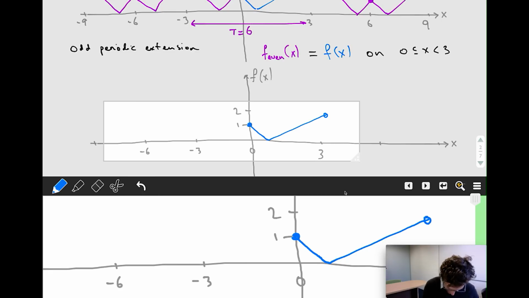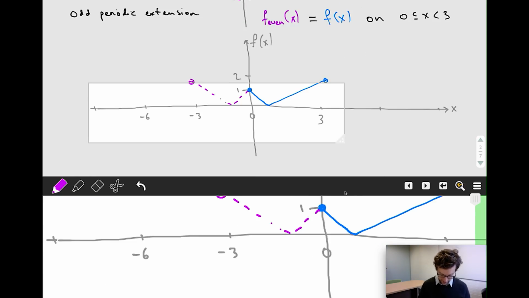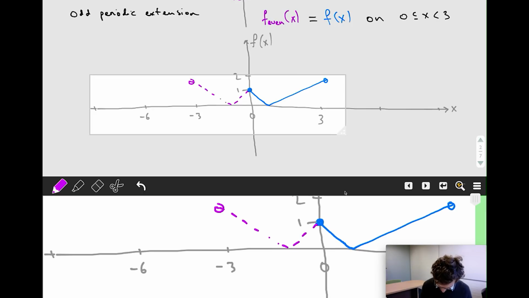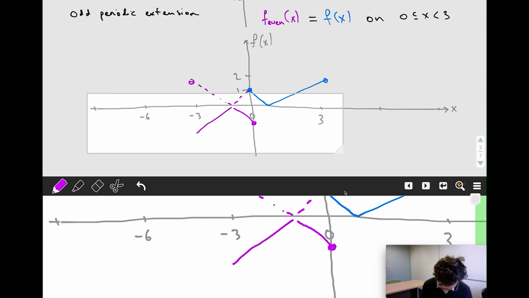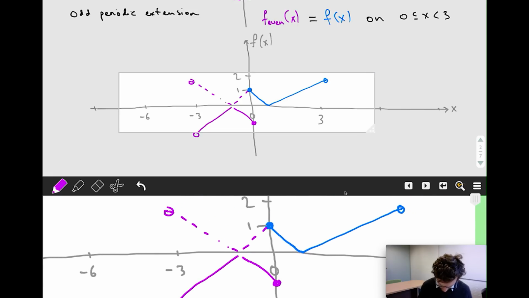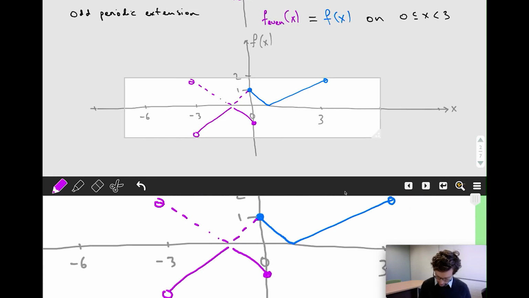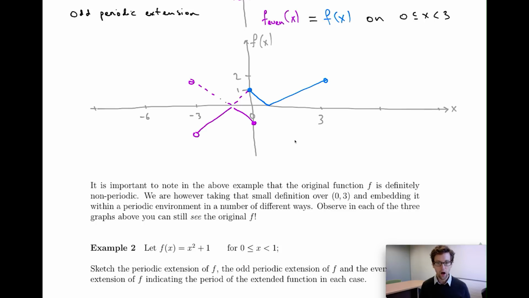Let's do it in purple so we don't get confused. And I'm doing a dashed line here to indicate just that this is not actually what I'm going to do. And then I'm going to take that dashed purple line and flip it upside down. So I'm going to get something like this. Okay. So this is now my odd tile.